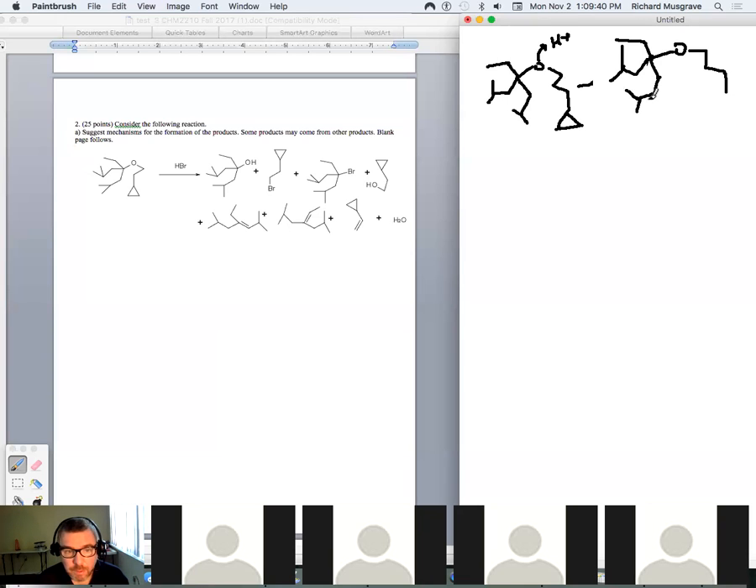Let's see, 1, 2, 3, yes, 1, 2, 3. So count the carbons in between. I like to do that as well, just to make sure I've got the right number of carbons.